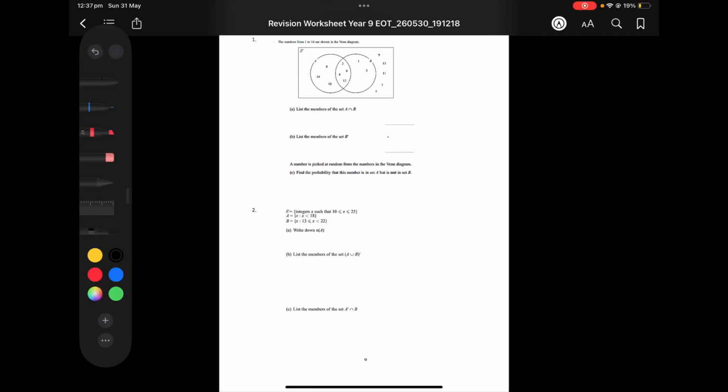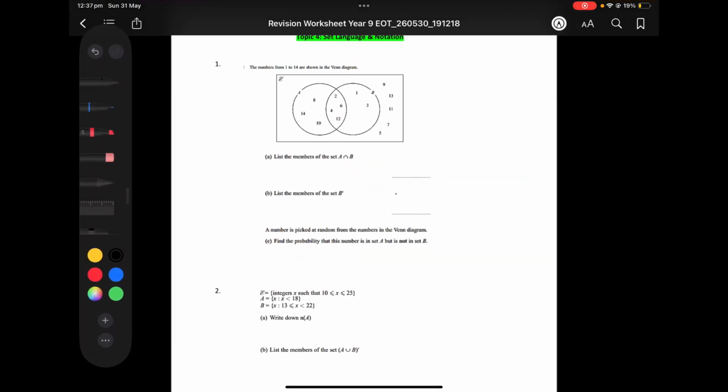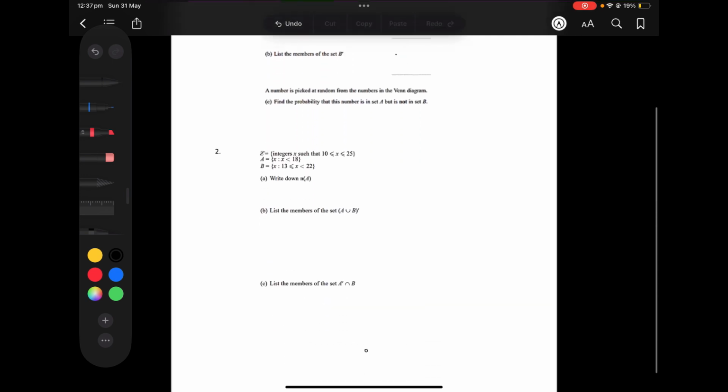Okay, now moving ahead with the next topic, which is sets and notations. This is talking about Venn diagrams, intersections, universal sets and unions. Now let's read the first question.